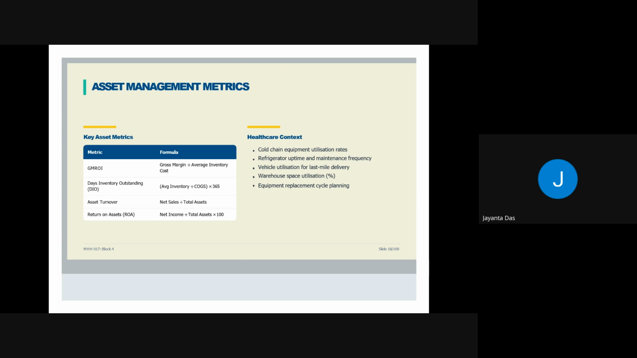So in the healthcare context: cold chain equipment utilization rate, refrigerator uptime and machinery frequency, then vehicle utilization and last mile delivery, warehouse space utilization, equipment replacement and cycle planning. So the assets which are there to help us in supply chain management, we also need to take care of them. We must be aware of the cost incurred for those things, and see how best we can utilize these assets, so that our main purpose of making the items available is fulfilled, which is definitely a part of our supply chain.